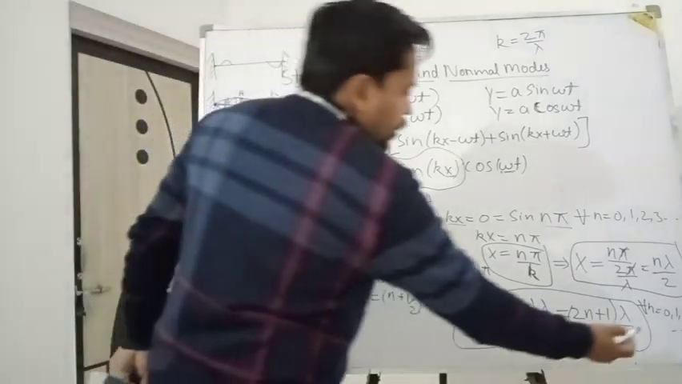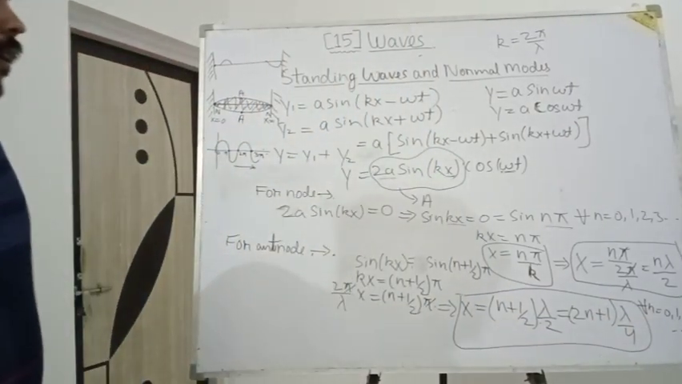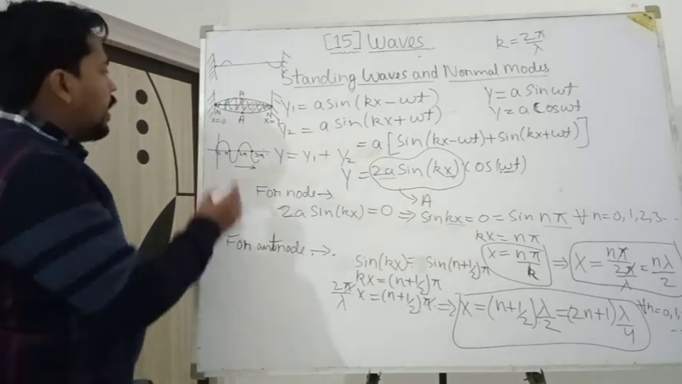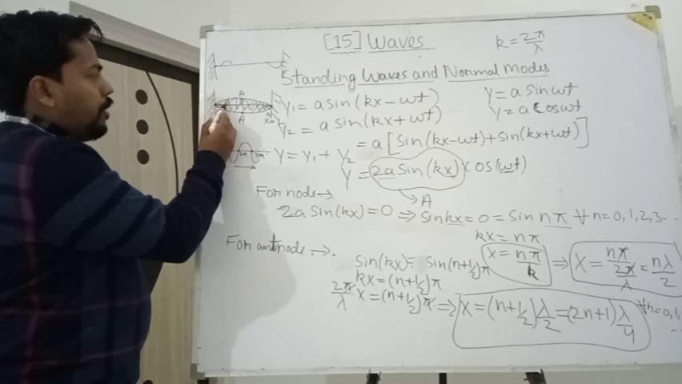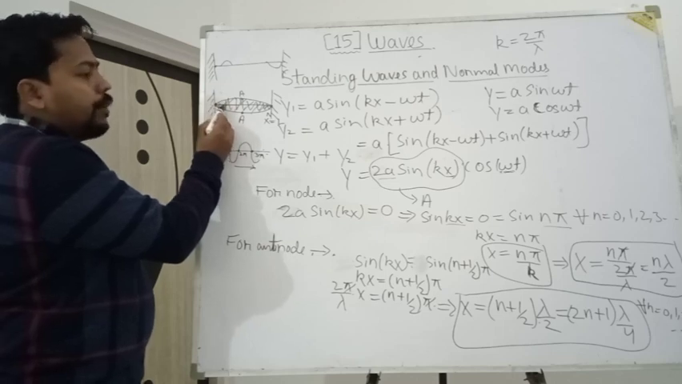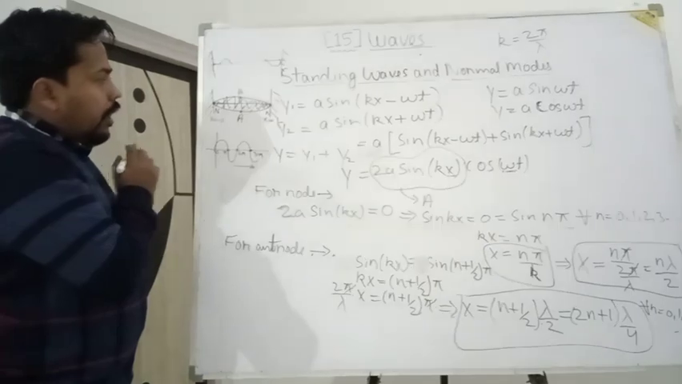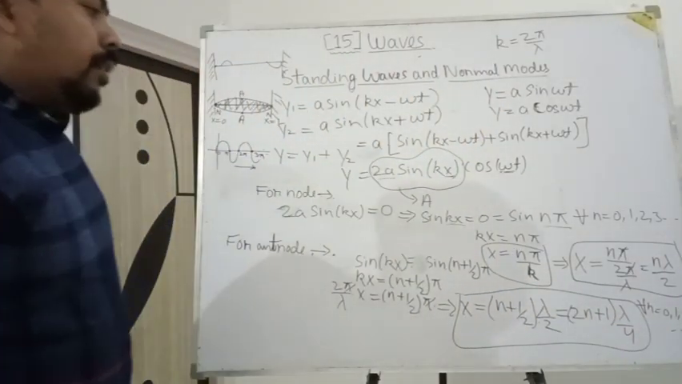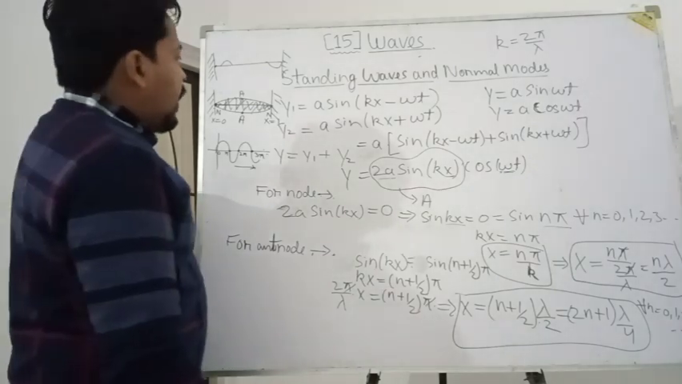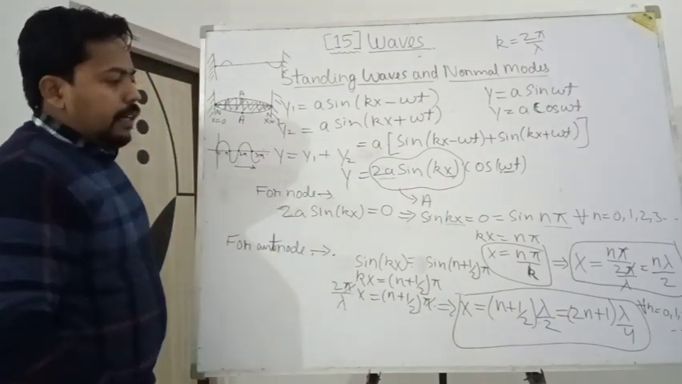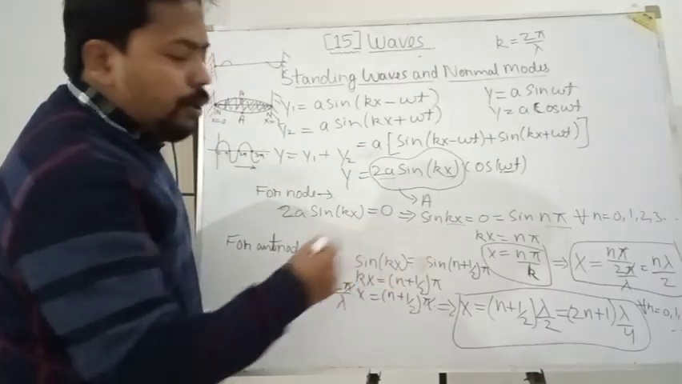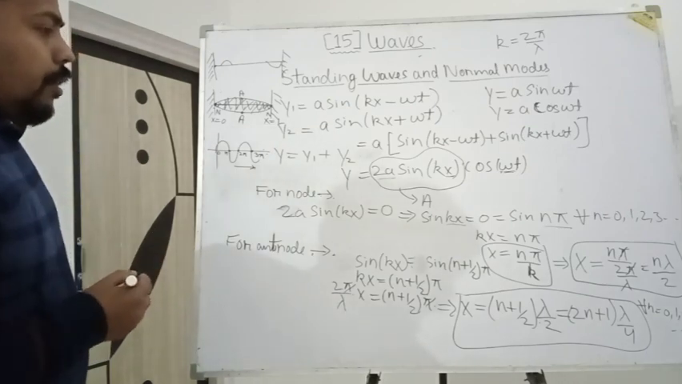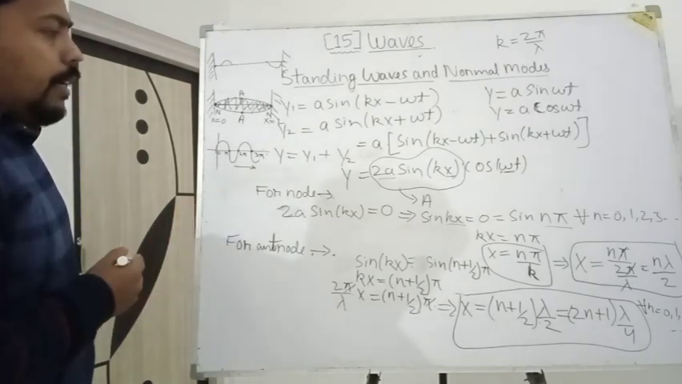Let's see what the position of the antinode will be. If we put n equal to 0, we get the value lambda upon 4. That means at a distance of lambda upon 4 from the origin, from this point of disturbance, we will get one antinode. Again for n equal to 1, we get 3 lambda upon 4. So we get another antinode at 3 upon 4 into lambda.